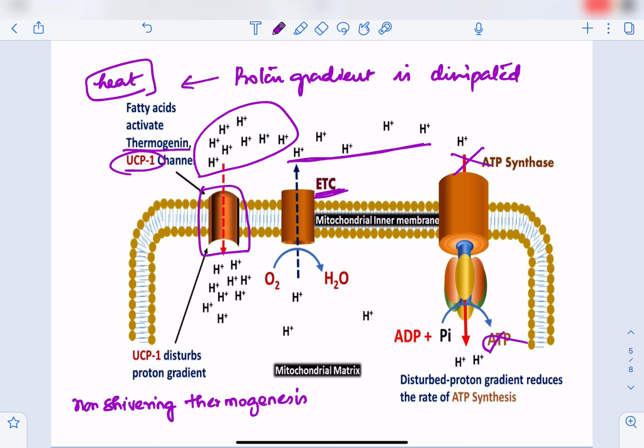Yes, this gives you heat. So in whom do you think this will be in more concentration? In newborns, is it not? Newborns need warmth, so for that they will have more concentration of this brown adipose tissue containing thermogenin.